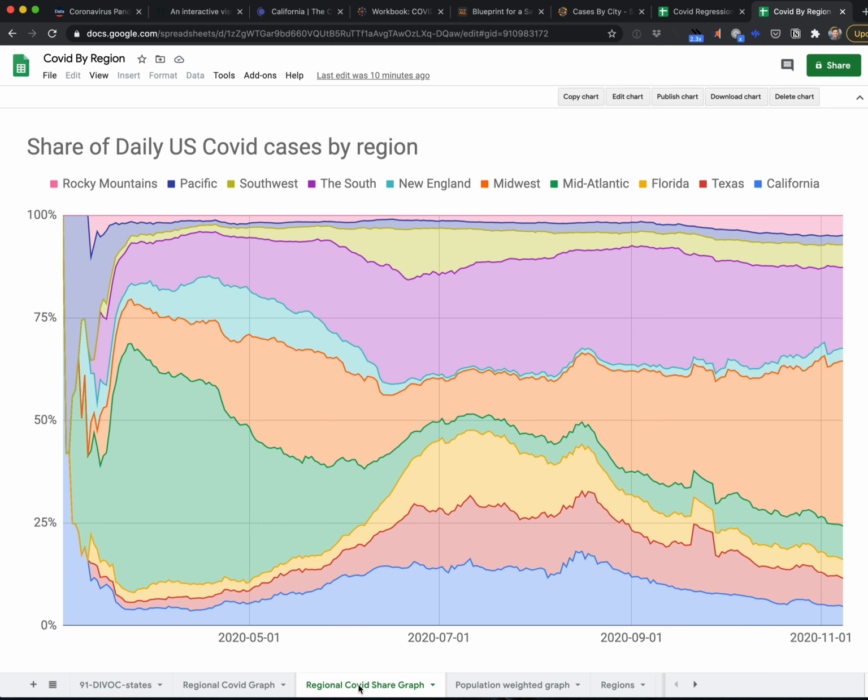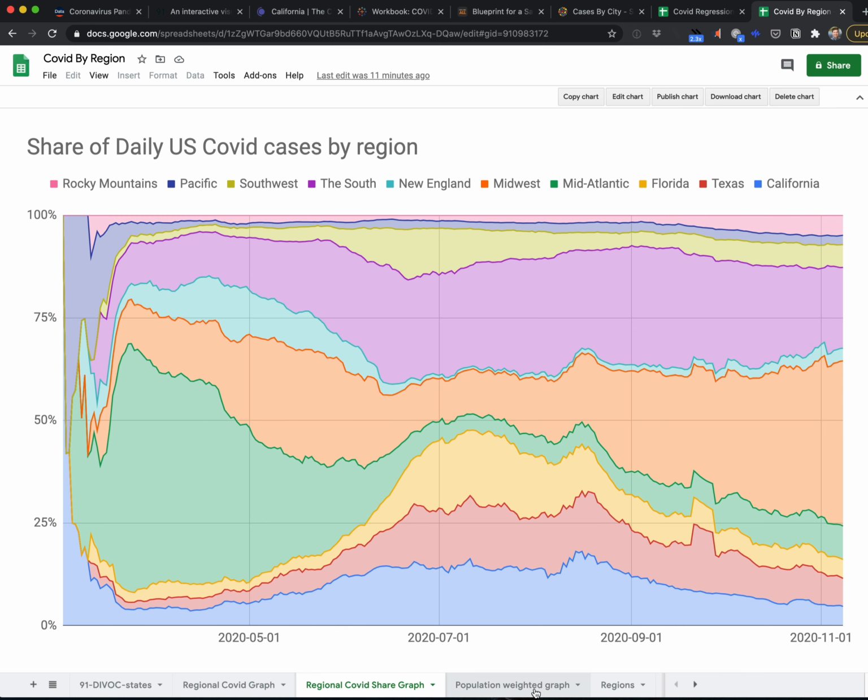And so here we have it stacked to 100%. No matter how many cases there are, you break it down by region. So you can see very clearly the Mid-Atlantic had a huge spike early on. And then towards the summer, you had the Sun Belt with California, Texas, and Florida adding up here. And now more recently, they're further down. So despite the spike in California you saw earlier, it is not as much as it used to be as a share of the total. And here, clearly, the Midwest and the South are dominating, with more than 50% of the new cases.